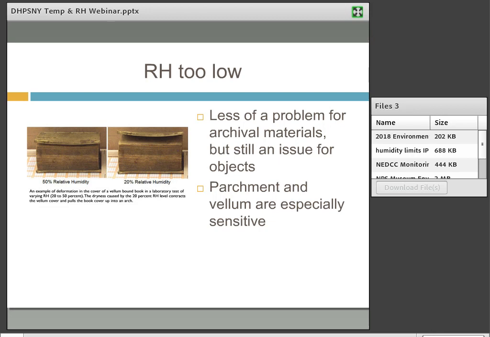up into an arch. And parchment and vellum are skin, basically. If you think of your own skin and how it reacts to humidity outside and how it gets dry in the winter, things like that, that's what causes that issue. So if you do have a lot of parchment or vellum, that's something to keep in mind. It has a higher sensitivity to fluctuations in relative humidity and to very low relative humidity. But paper and photographic materials are, in general, a little bit less sensitive than some archaeological materials, for example.